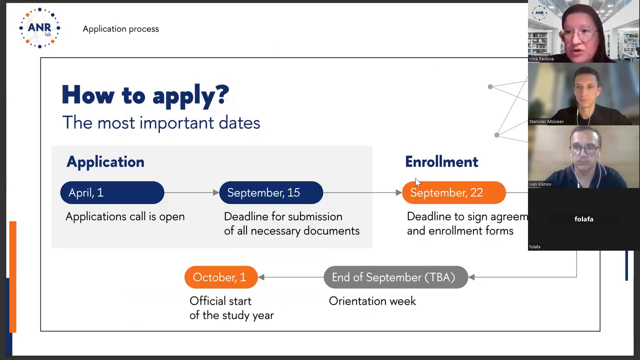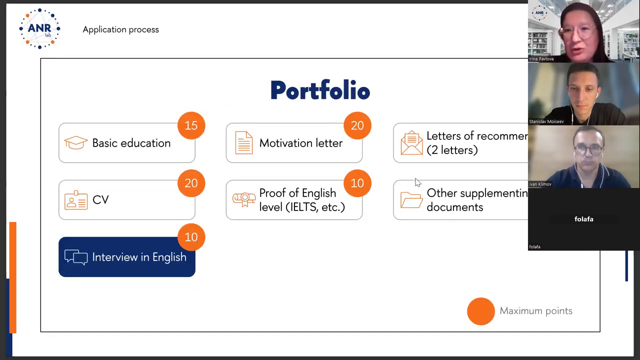And just a brief remark here, this is about the timeline for the application for our program. It is still open. It will be open until September 15th, but we strongly encourage to submit the portfolio and the documents and to register for the program as soon as possible, because evaluation and checking all the documents requires some time. So to be on the safe side, it is recommended to step in a little bit earlier.